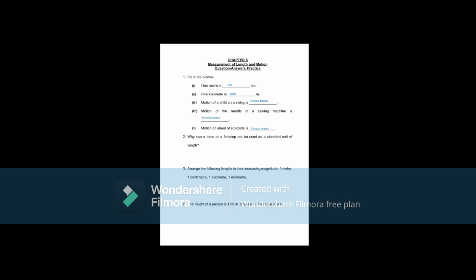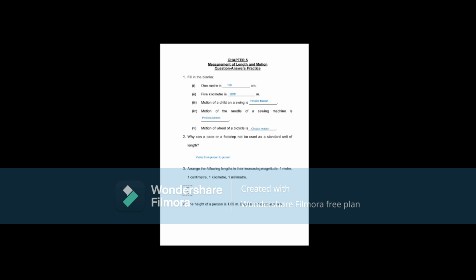Next question is why can a pace or a footstep not be used as a standard unit of length? So what do we think? It cannot be used because it is different for each person. It varies from person to person. The foot span varies from person to person. Right?